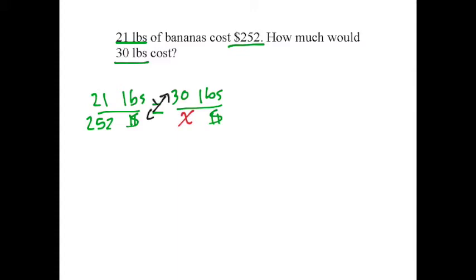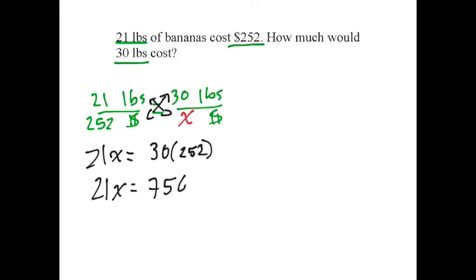Okay, we cross multiply here, and we get 21x equals 30 times 252. Okay, so this is 21x equals 7,560. Now we'll divide both sides by 21, and we get x equals 360.